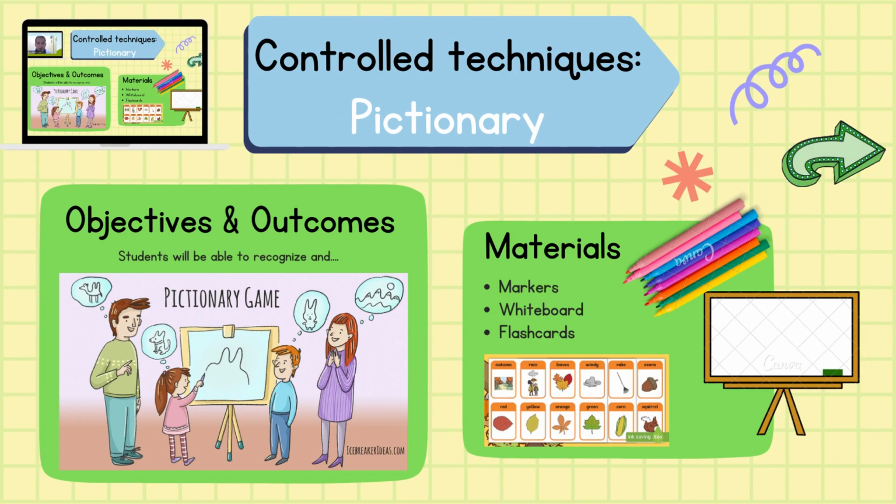The first activity that we chose belongs to the control techniques, and that was Pictionary. The objective or outcome that we need to develop during class is that students will be able to recognize and spell vocabulary, maybe with basic, easy vocabulary in some grades, or you can add difficult words when you have a good level in your students. On the other hand, we have a few materials, as you can see: markers, a whiteboard, and flashcards.